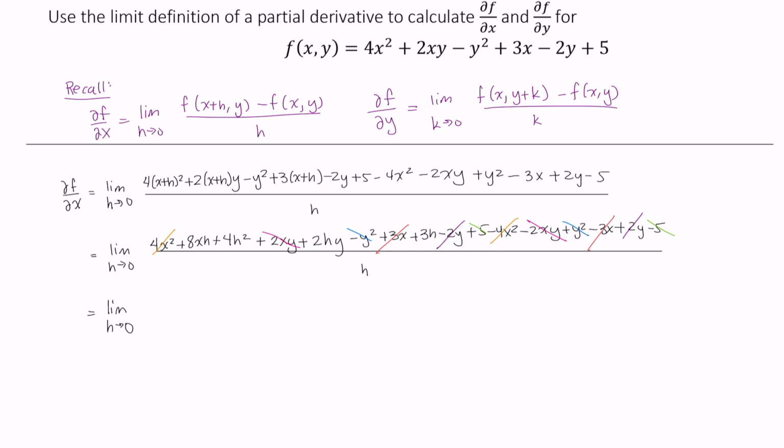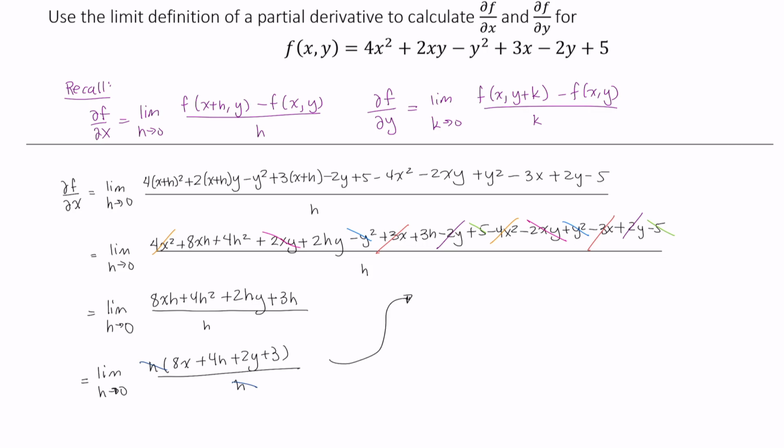So this is the limit as h approaches 0 of 8xh plus 4h squared plus 2hy plus 3h. And let me double check that that's it. This term and the rest look to have been crossed out. This whole thing divided by h. So this is the limit as h approaches 0 of h times 8x plus 4h plus 2y plus 3, all divided by h. This is very nice because h divided by h is 1.